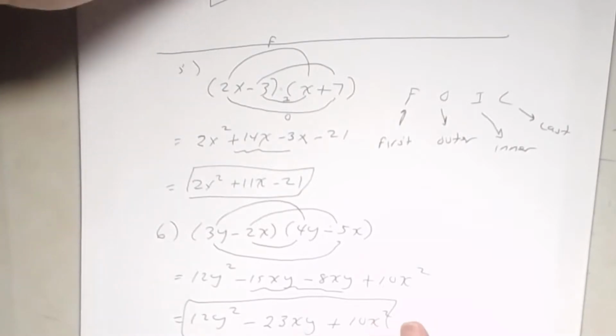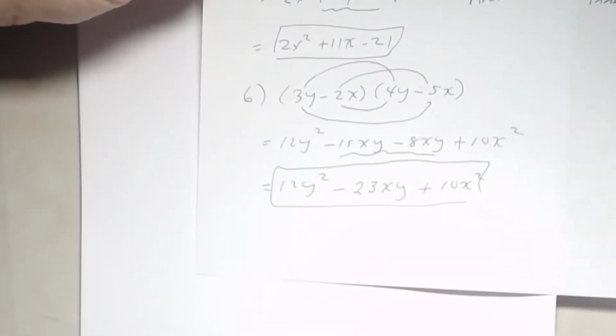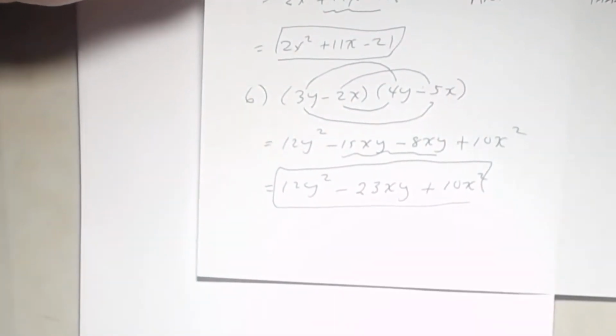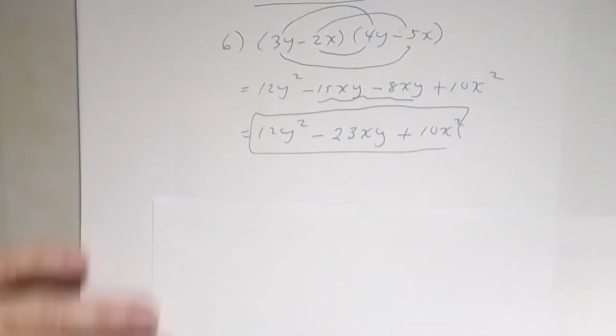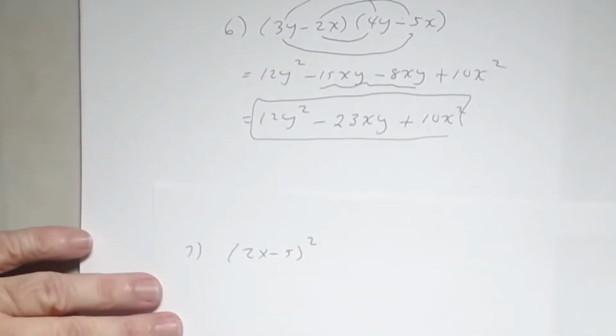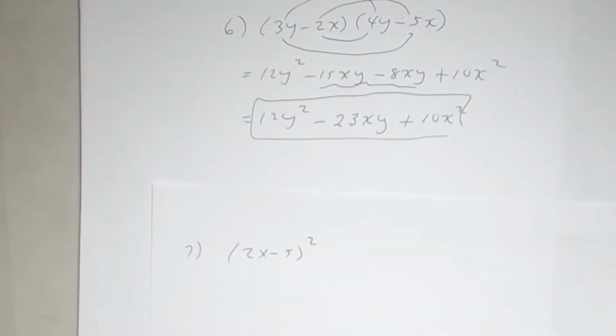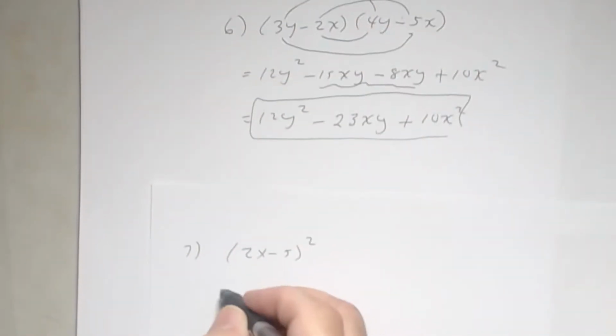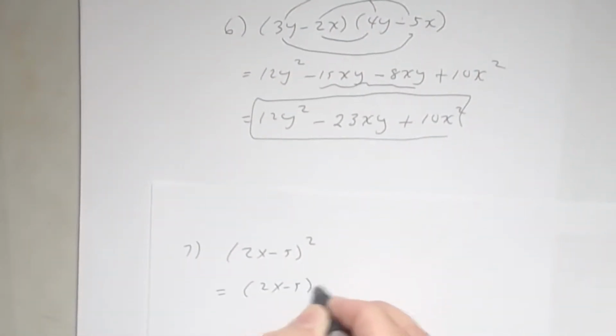All right. Now, what if you had this? This is going to be number 7. Number 7, you have 2x minus 5 squared. Write them out as the two. Okay, so remember 2x minus 5 squared means 2x minus 5 times what? Itself. So you need to rewrite it out as two binomials. So 2x minus 5 times itself. So you're squaring a binomial. So I can just use the FOIL method.